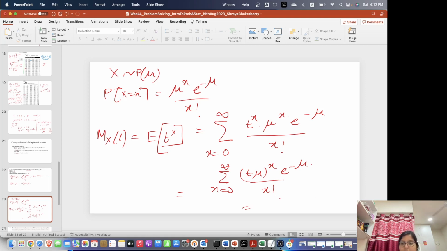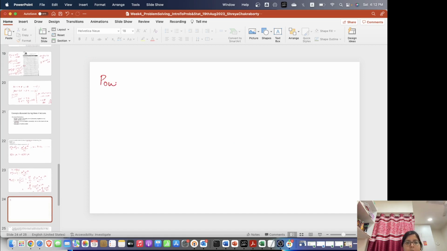So we can take e to the power minus mu out, summation x equal to 0 to infinity, t mu to the power x by x factorial. So now we can write this as e to the power t mu, because this is something known as power series expansion.